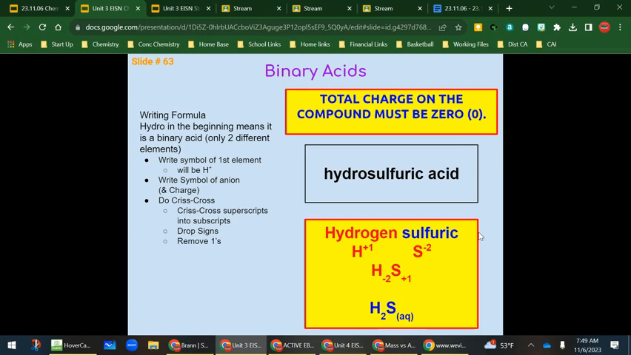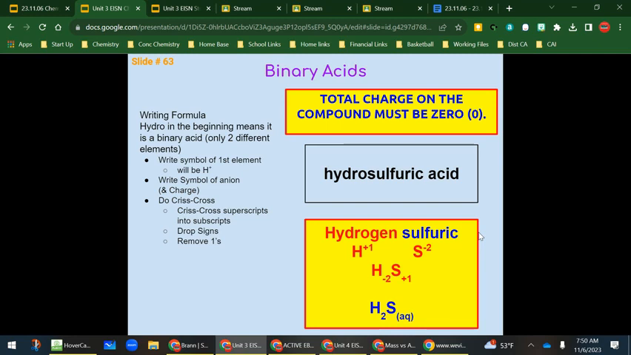So all the rules that we used before, the crisscross method, dropping the signs, removing ones, we're still doing that because this is acting like an ionic compound. But the nice part about it is, with hydrogen being a +1, we will never put anything by the negative part of this compound. Now again, the negative part can come from any one of these nonmetals up here, except for one nonmetal, besides the noble gases.